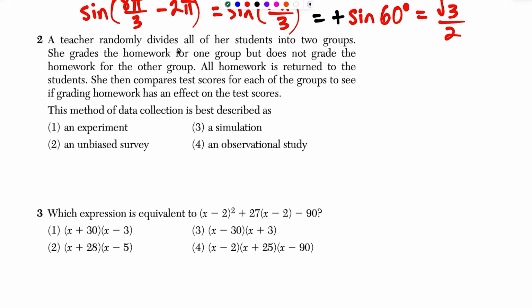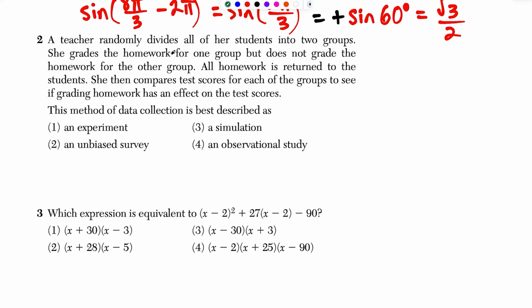Question 2: A teacher randomly divides all of her students into 2 groups. She grades the homework for one group, but does not grade the homework for the other group. All homework is returned to the students. She then compares test scores for each of the groups to see if grading homework has an effect on the test scores. This method of data collection is best described as, and we have these options here.